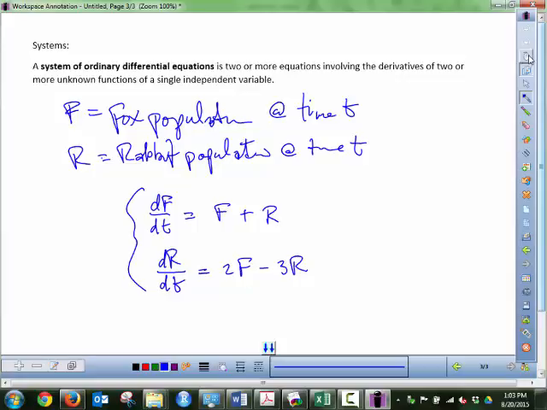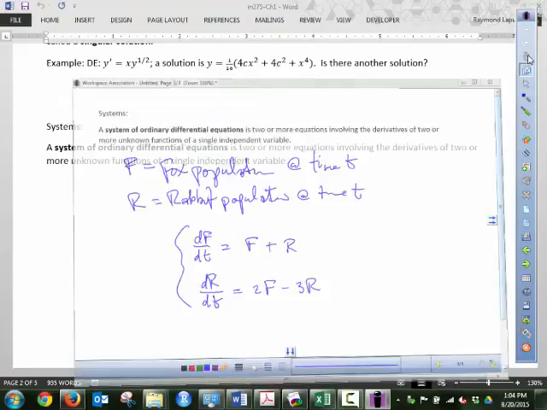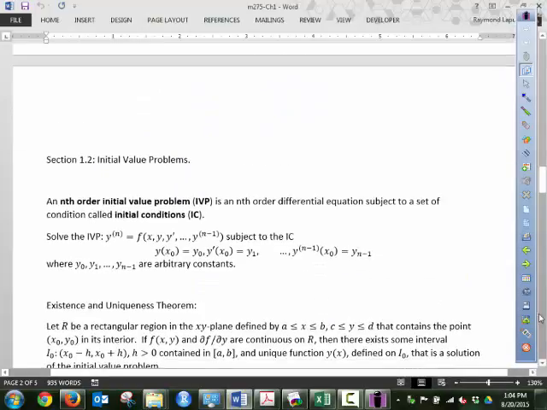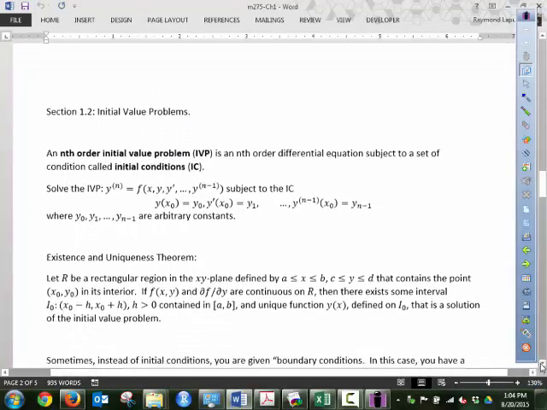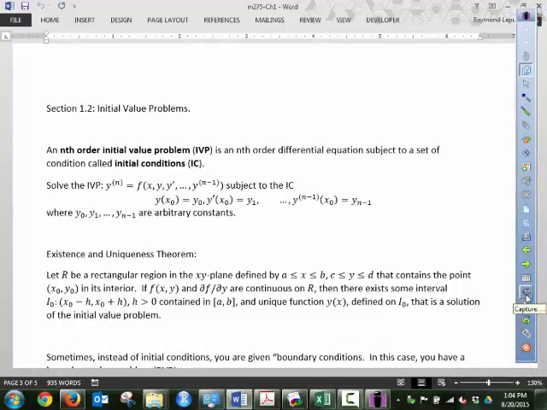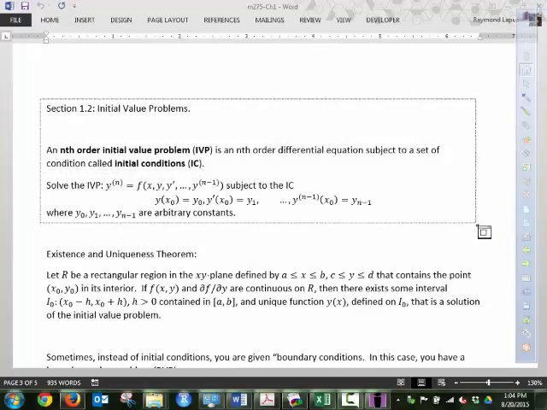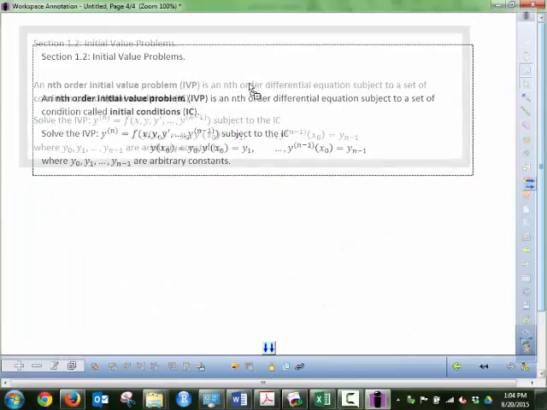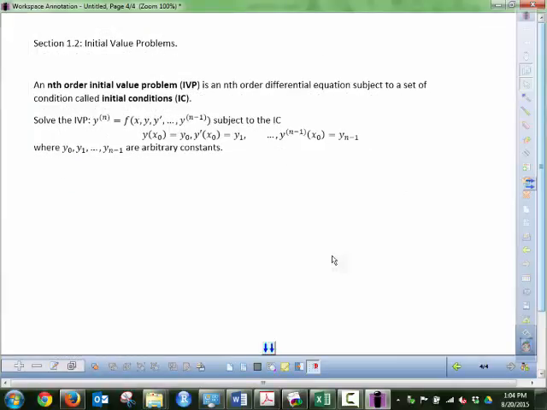Let's move on to closer to actually doing some of these problems. This is a big introduction to a lot of things we're going to discuss, and we're not really going to be solving differential equations until like the middle of chapter 2. So the next section talks about initial value problems, or IVPs, they're sometimes called. An nth order initial value problem is an nth order differential equation subject to a set of conditions called initial conditions, or ICs.